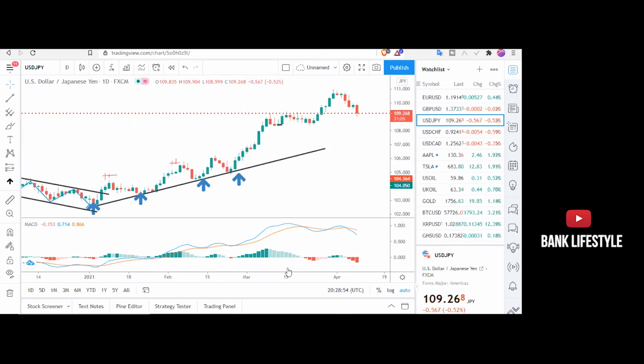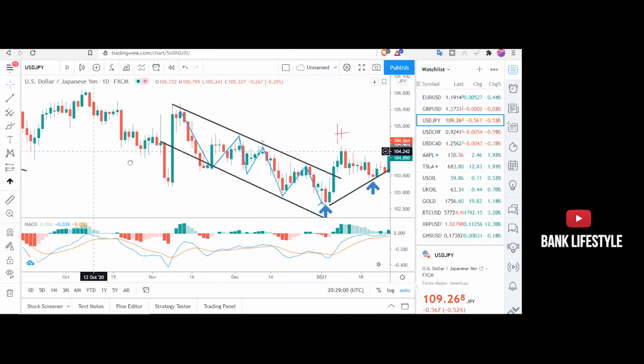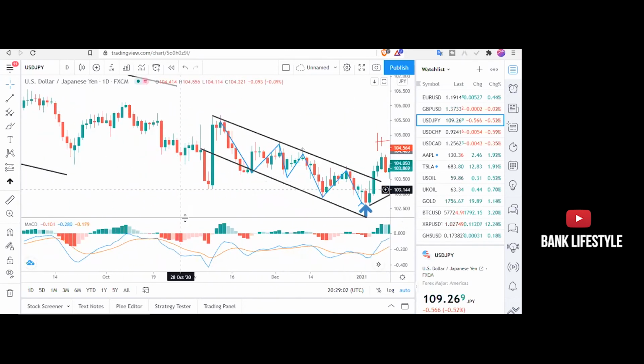Okay, so let's go back and see here. All right, here you see when the price was coming down, the slow moving average is also closer to the price. When it's coming down, the slow moving average will also be closer to the price.